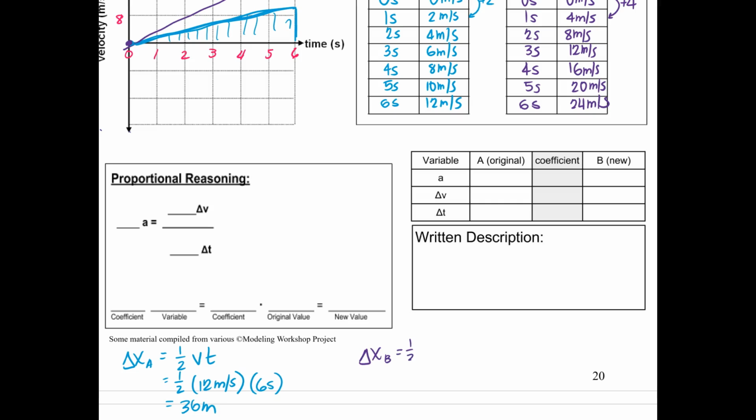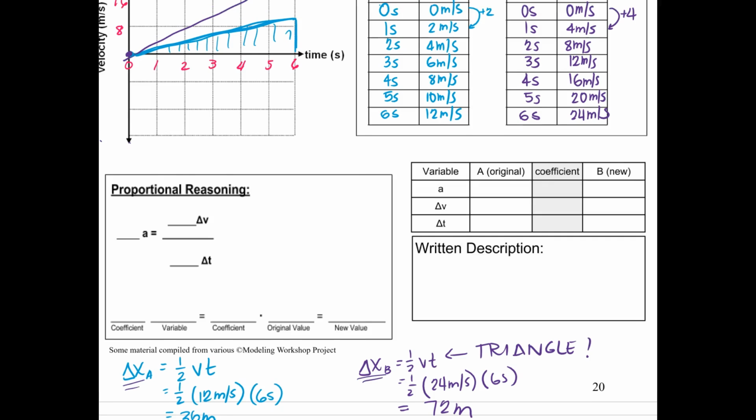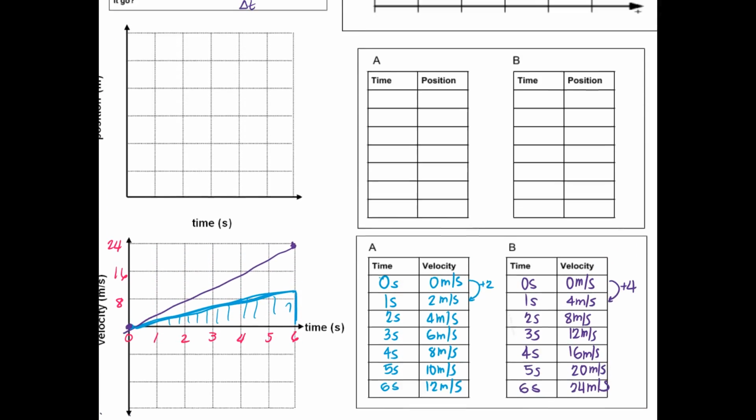So we have 1/2 VT, remember, triangle, and we have 1/2. So when I do the math for all this, it's going to come out to 72 meters. So this is displacement. This is the position. I'm going to go back and fill this part out.